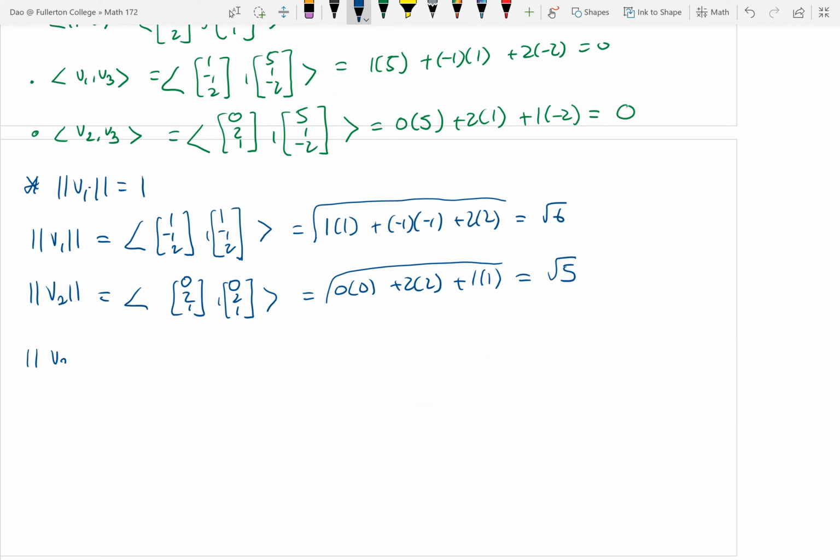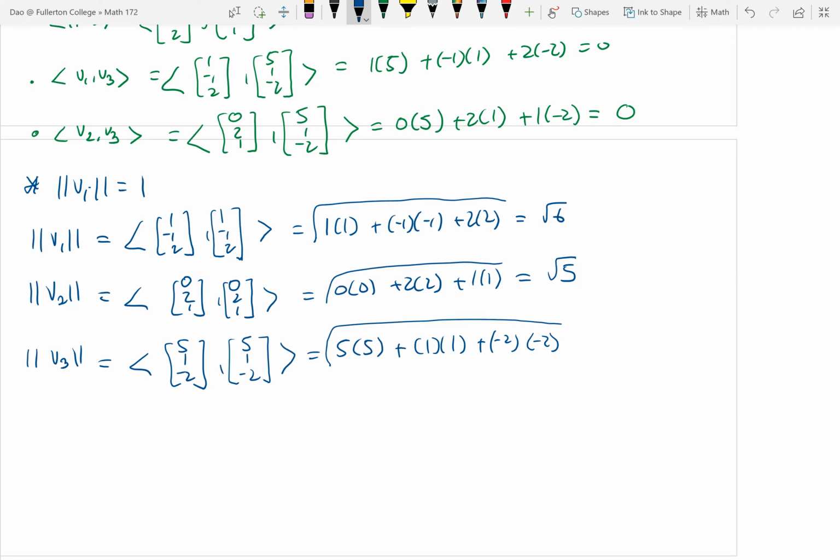And then V3, which is (5, 1, -2) and (5, 1, -2). So you get 5 times 5 plus 1 times 1 plus negative 2 times negative 2. So 25 plus 4 is 29, plus 1 is 30, so radical 30.